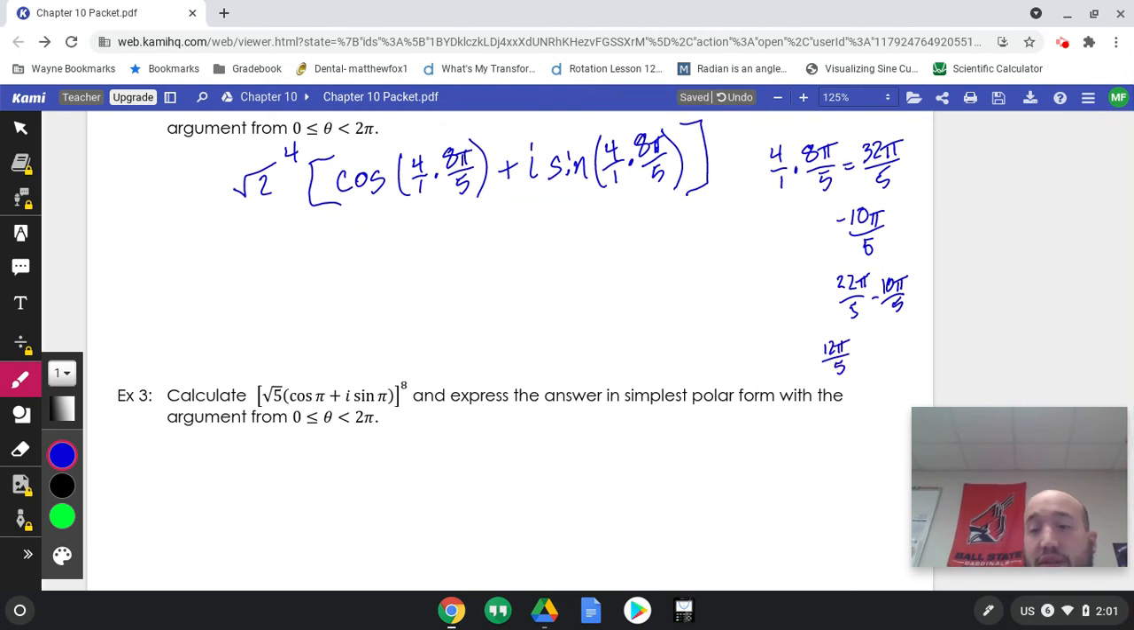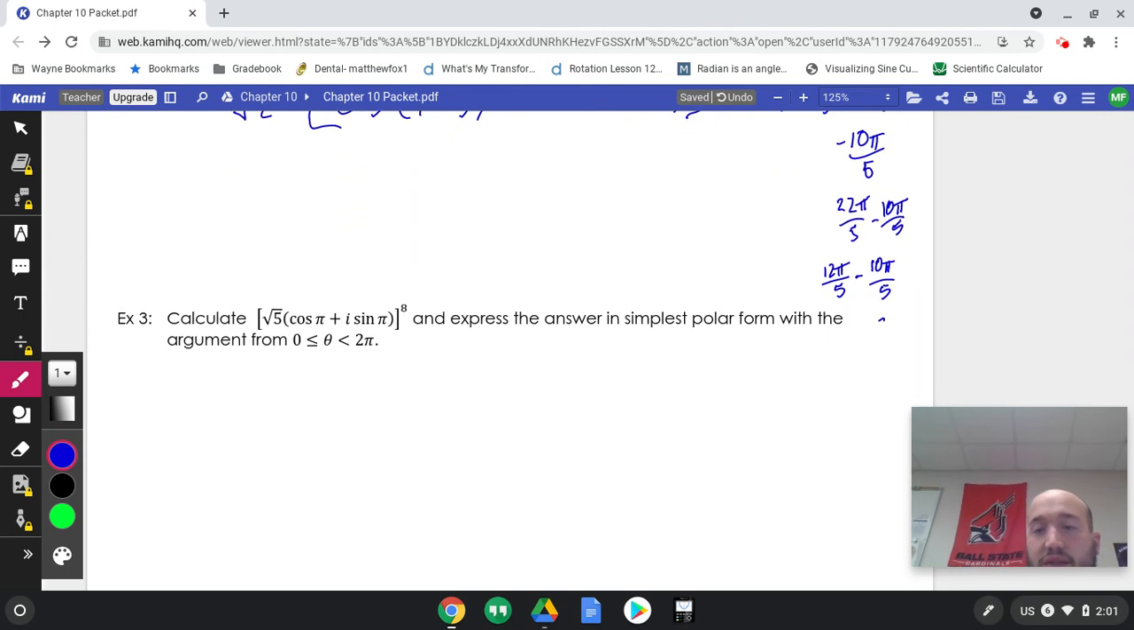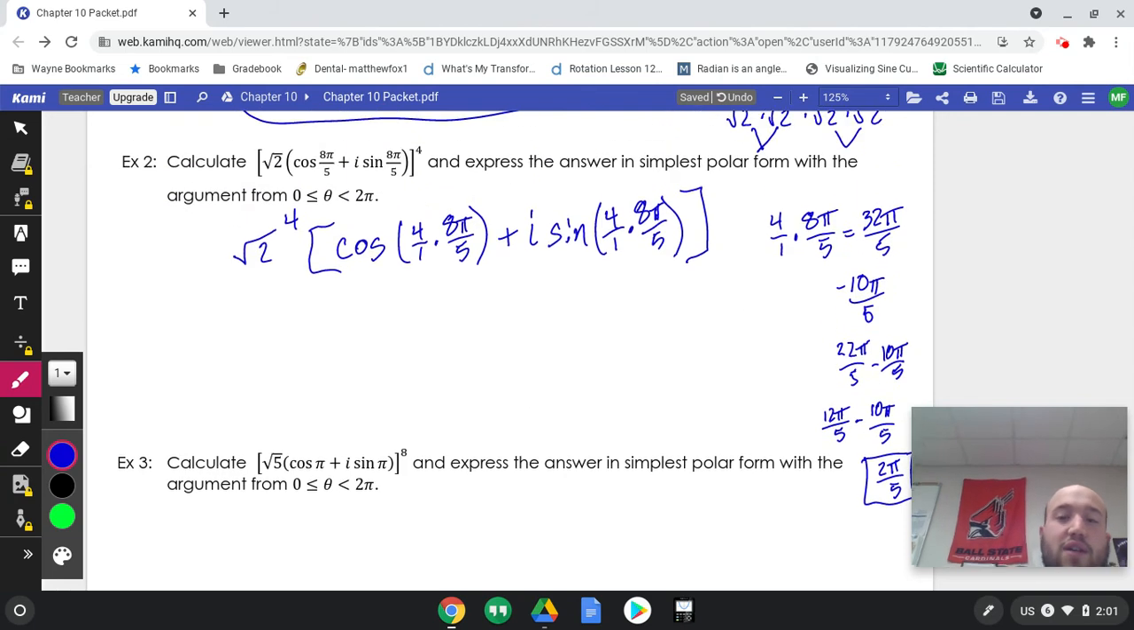So 12 pi over 5 is still too much. We've got to subtract it one more time. And 12 minus 10 leaves us with 2 pi over 5. And at this point, we are successful. We are within that range.